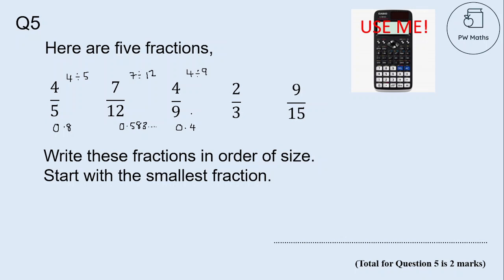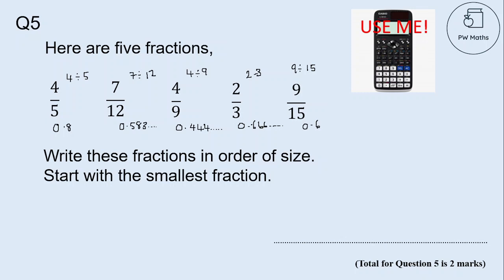We would normally write a little dot above the 4 to say that it carries on going. I'm going to just write a few there to say that the 4 is going to keep on going. And then I've got 2 divided by 3, which is 0.6 recurring. Again, I'm not going to write that recurring. I'm just going to write a few to say that that 6 carries on going, and then 9 divided by 15, which gives me 0.6.